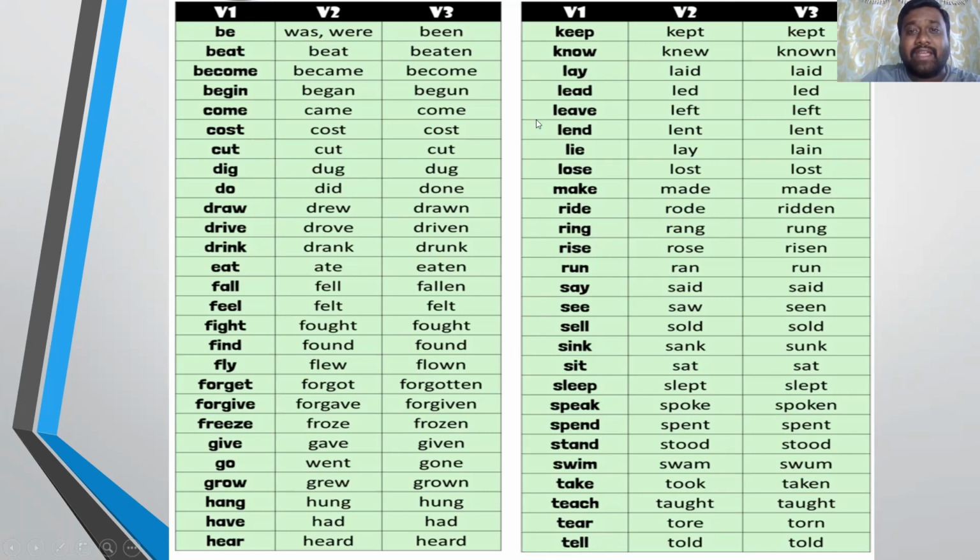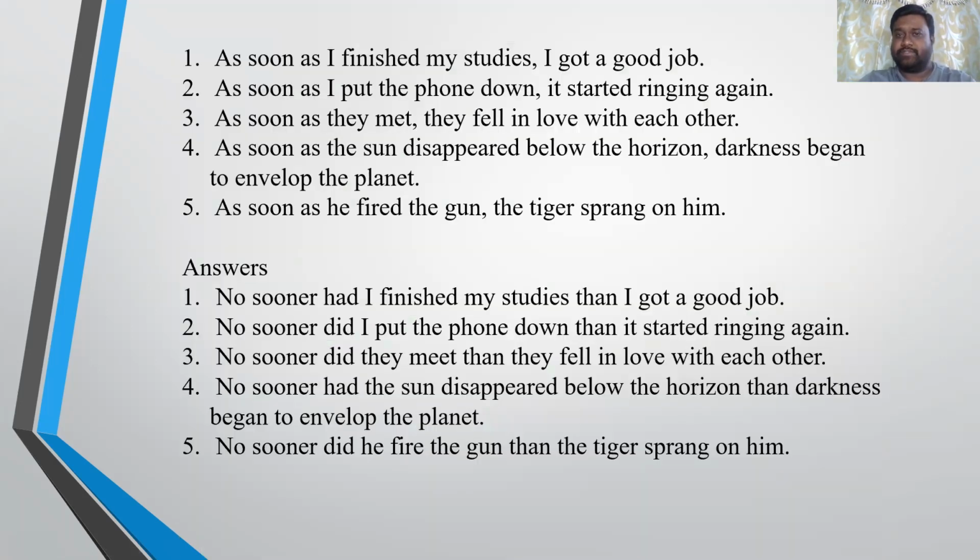These are called irregular verbs and regular verbs. You have to mug up irregular and regular verbs. This is called a V1, V2, V3, V4, V5 chart. I have given only up to V3, so you can do a little more research right now. Here are some exercises that I've given you all about as soon as. Let us take an example and have a deeper study of it.